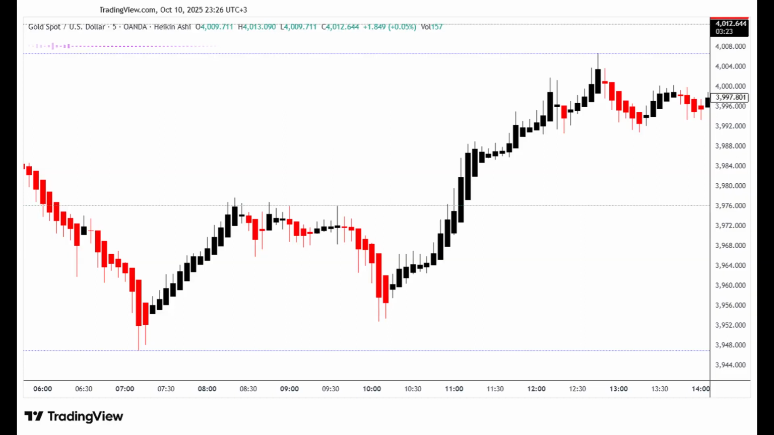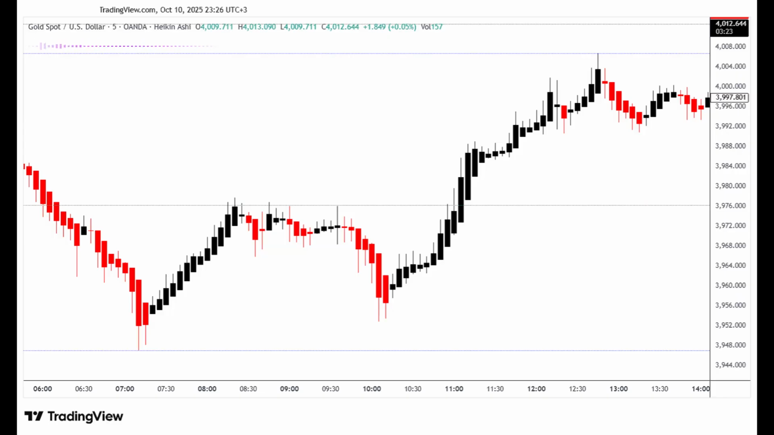But hang on, if the HA open depends on the previous HA bar, what about the very first candle on the chart? There's no previous HA data. That sounds like a bit of a chicken and egg problem. Yeah, that's a classic point. The very first candle calculation is often handled slightly differently.